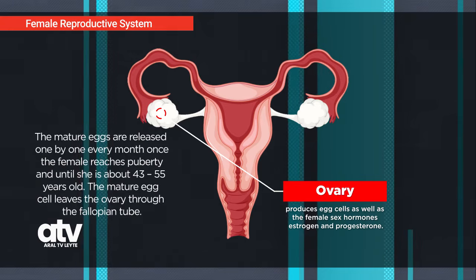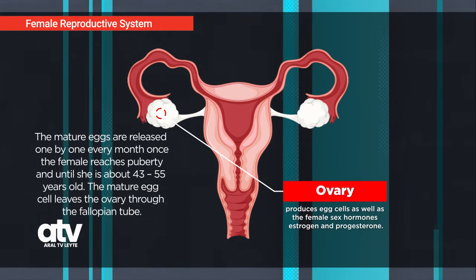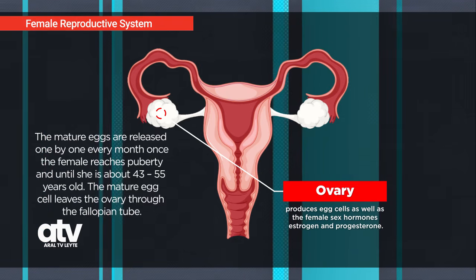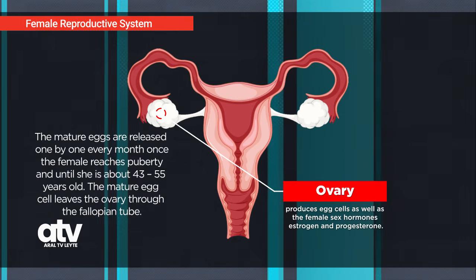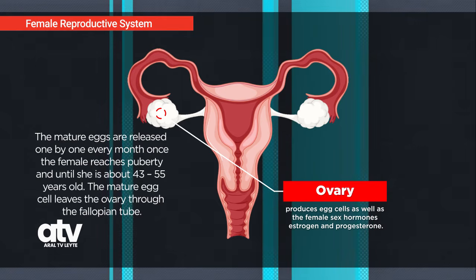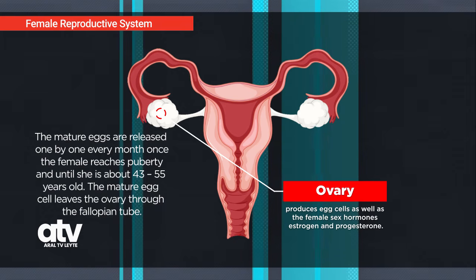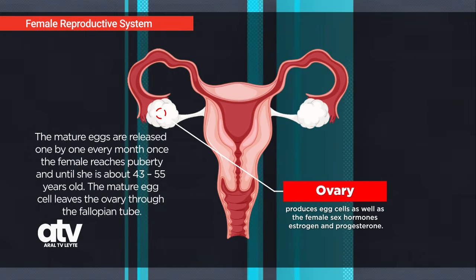The mature eggs are released one by one every month once the female reaches puberty and until she is about 43 to 55 years old. The mature egg cell leaves the ovary through the fallopian tube.